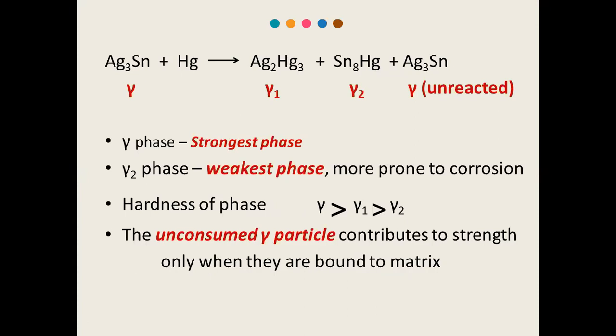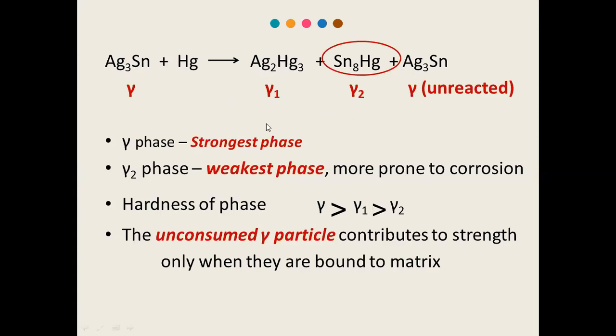So the reaction is very simple to write. You can see here Ag3Sn, that is silver tin, plus mercury. Now the silver, as we have said, precipitates first and there is a formation of silver mercury, the gamma 1 phase. After that there is a formation of gamma 2 phase, that is with the help of tin precipitation, and these are the unreacted gamma particles which remain in the reaction because of the non-availability of mercury.